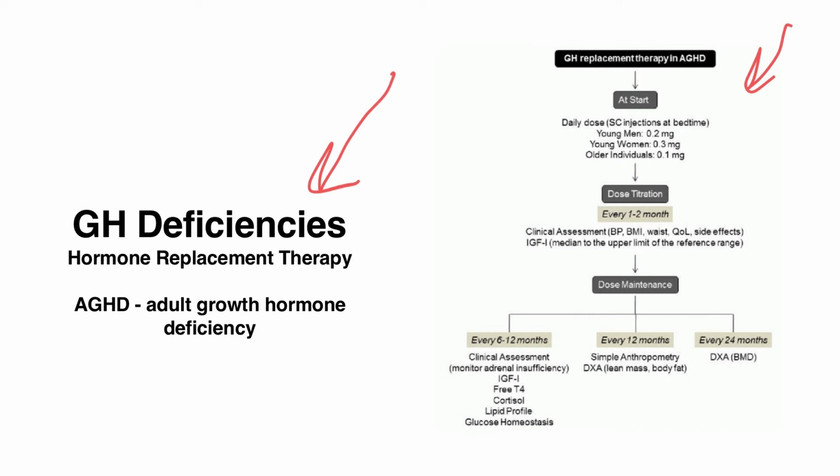We've got our dose titration here and what kind of measures you want to look at, like blood pressure, BMI, waist circumference, and what you should be looking at every 6 to 12 months, 12 months, and 24 months. We want to see if the bones are growing, what their body mass looks like, and what their bone density looks like, in addition to other metabolic markers, because GH increases metabolism and anabolism. So it's anabolic and it's metabolic.